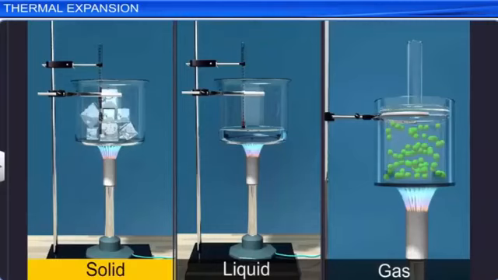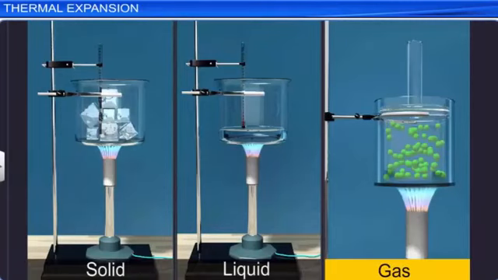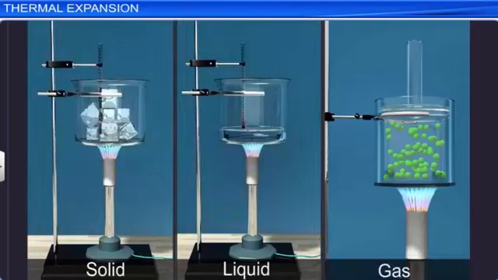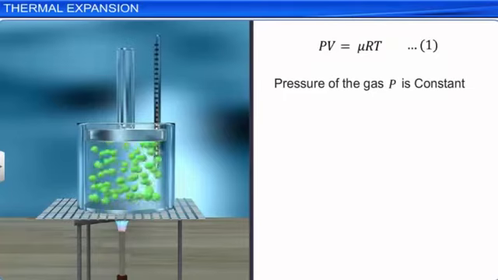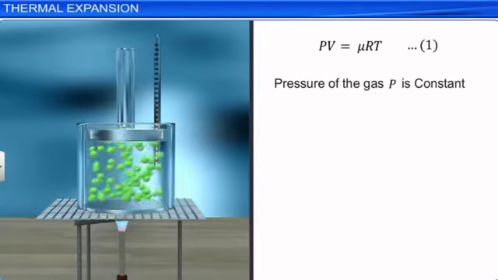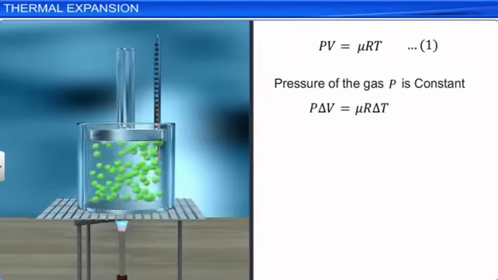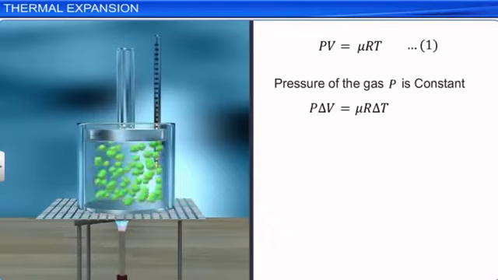When a solid, liquid and a gas are heated, the gas expands more than the solid and the liquid. For ideal gas, PV is equal to mu RT. Let this be equation 1. If the pressure of the gas is constant, on differentiating equation 1, we get P delta V equals mu R delta T. Let this be equation 2.